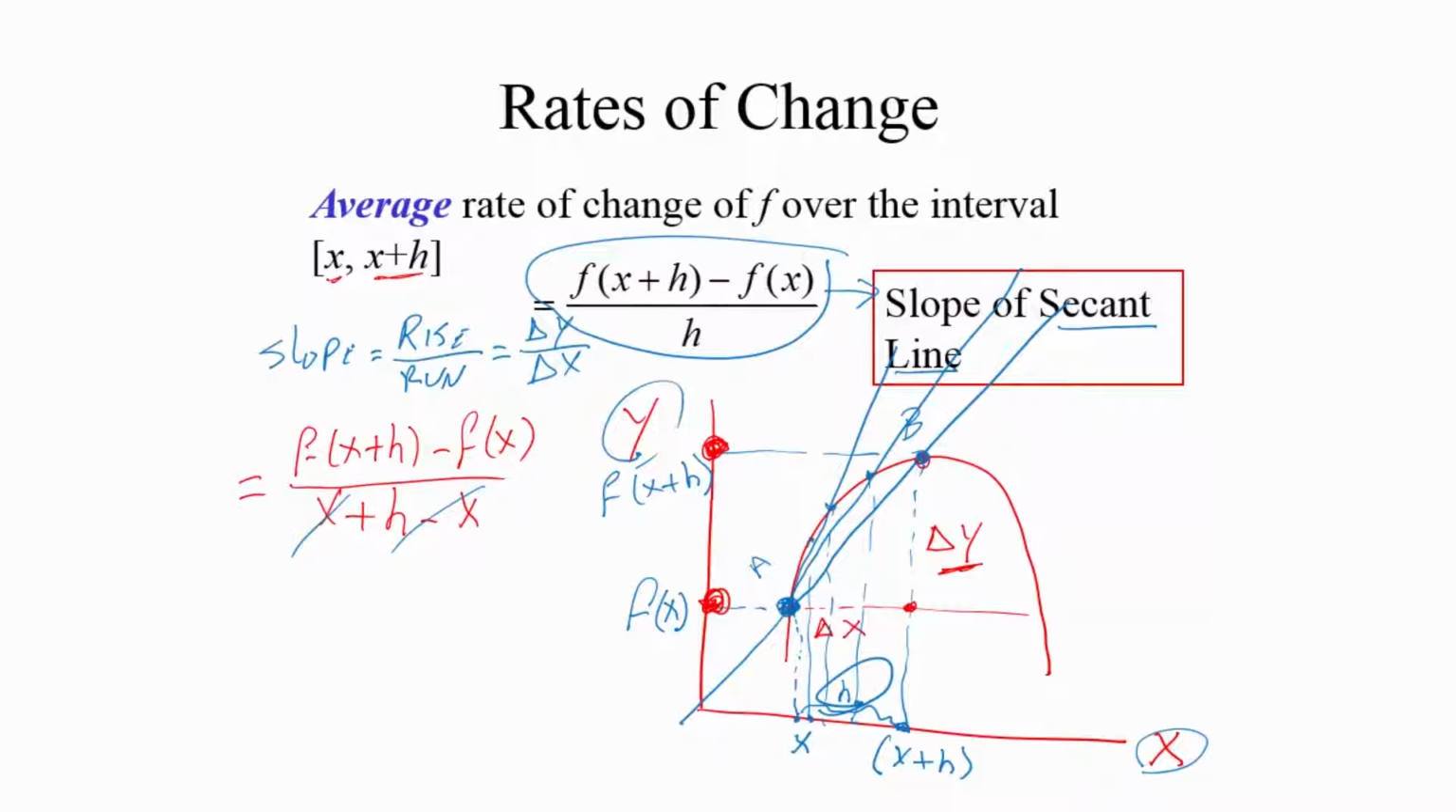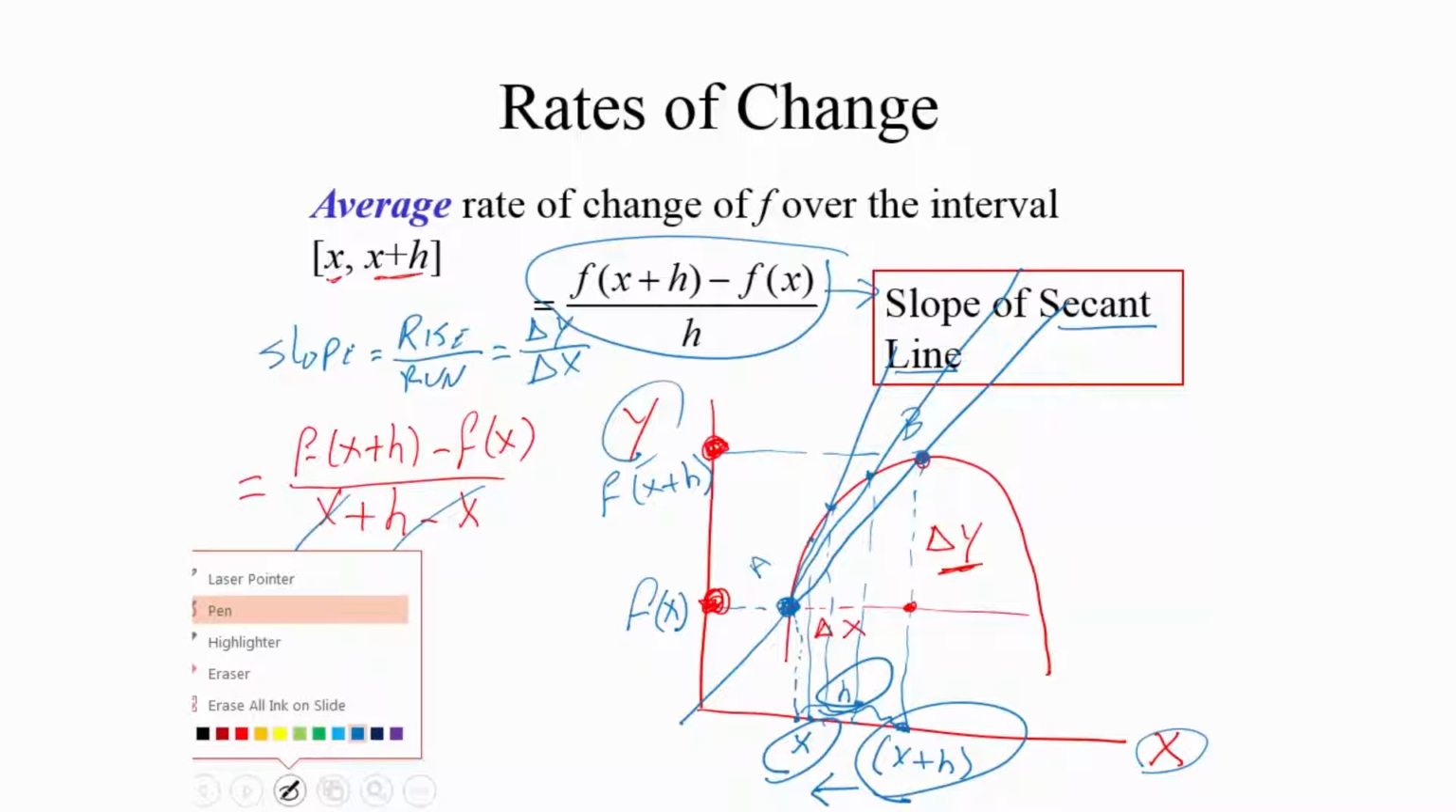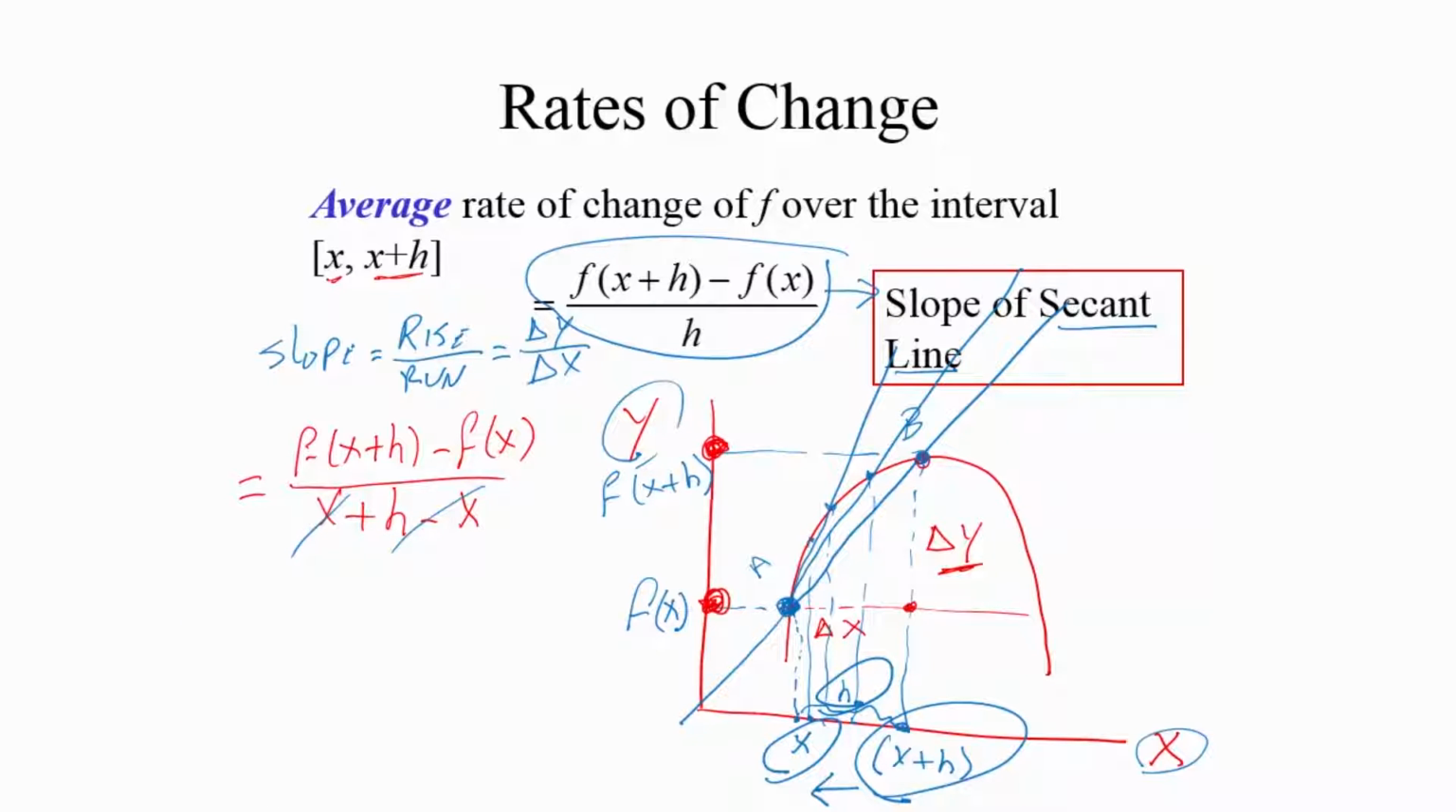Every time you move point B closer to A, h is getting smaller. You keep doing that and push h towards 0. Push the difference between this point and this point, bring it this way to make h as small as possible. Make h smaller. That means driving h towards 0. So when you do that, the slope of the secant line would become really the slope of a tangent line at point A.